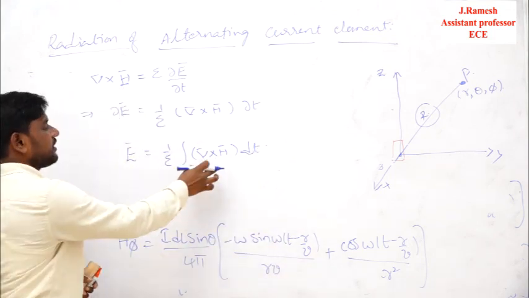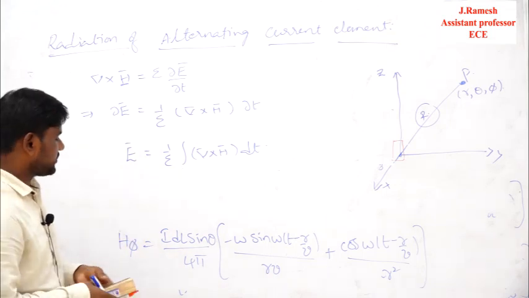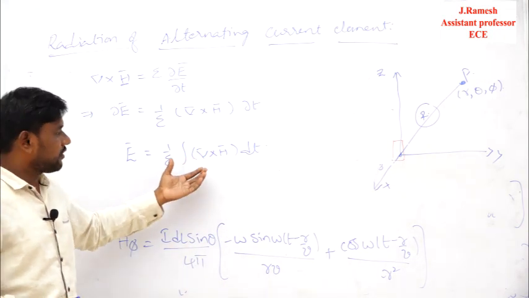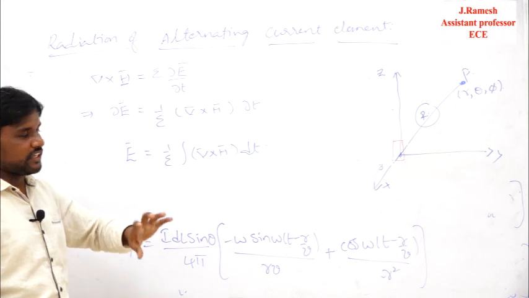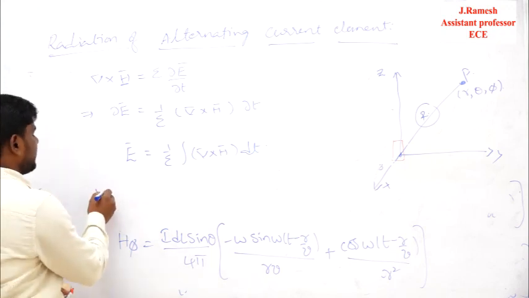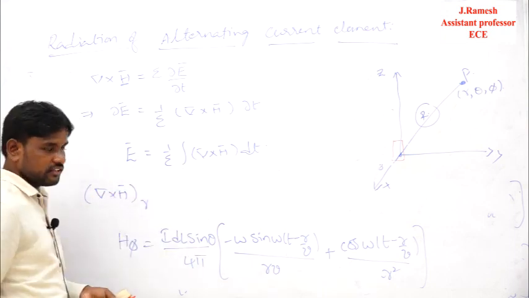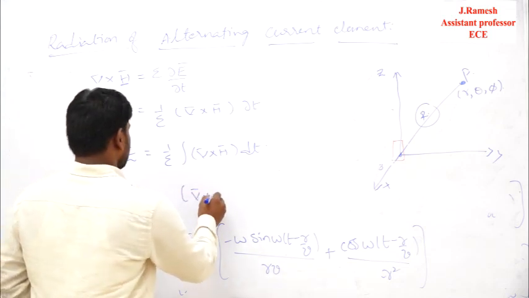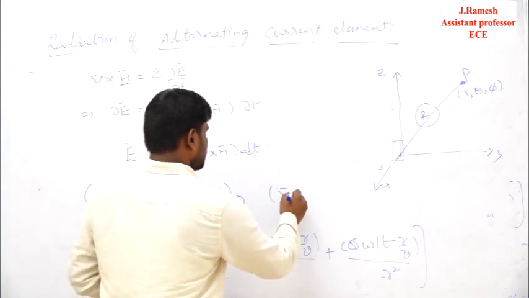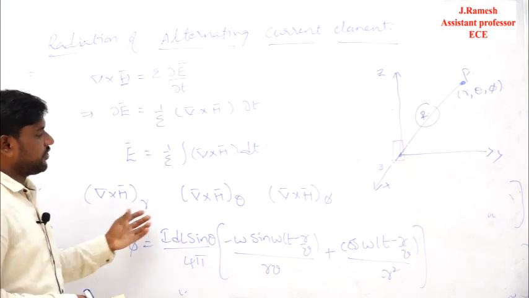So if I know the del cross H bar, then I am able to find out what is the E bar. But here the problem is, if you directly substitute del cross H bar here, we will face a lot of computational problems. So that's why I am taking one by one component individually. That means, first I want to calculate what is the del cross of H bar, within this, what is the r component, what is the theta component, and what is the phi component. So individually I am going to calculate.